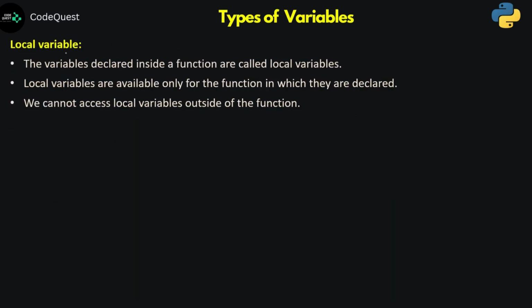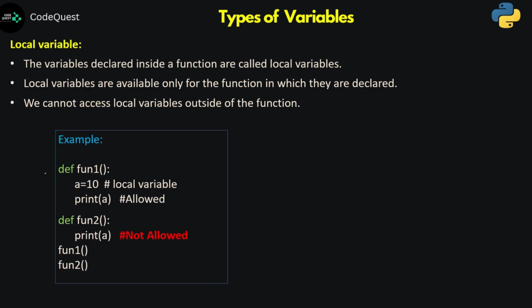Now, local variables are the ones which are declared inside a function, and they are available only for that function where they have been declared. So unlike a global variable, which is available to all the functions present in a program or a module, local variables are only accessible within the same function where they have been declared, and we cannot access these local variables outside the function.